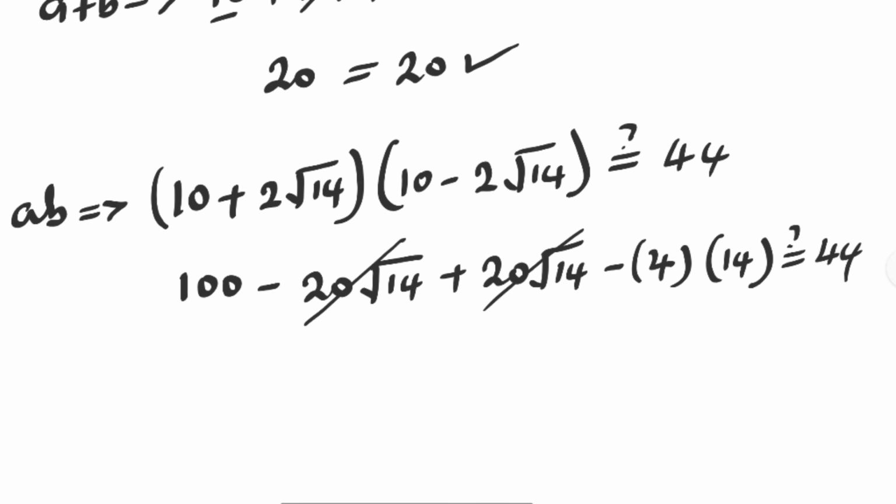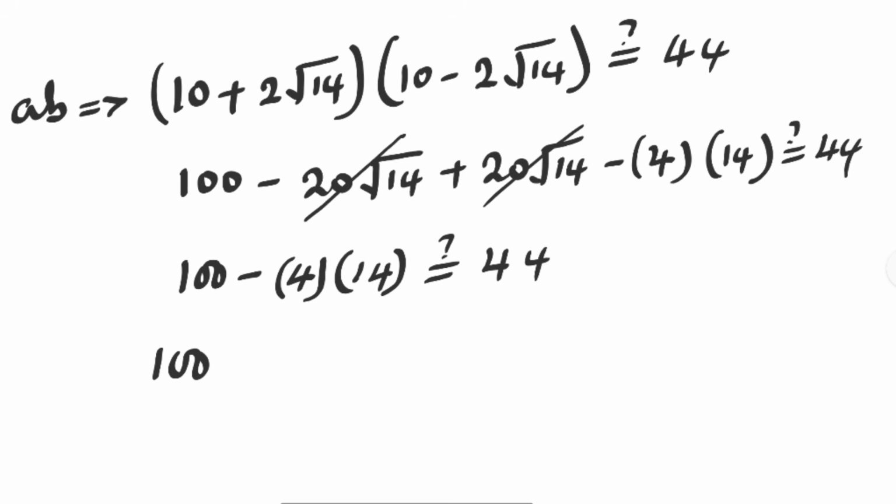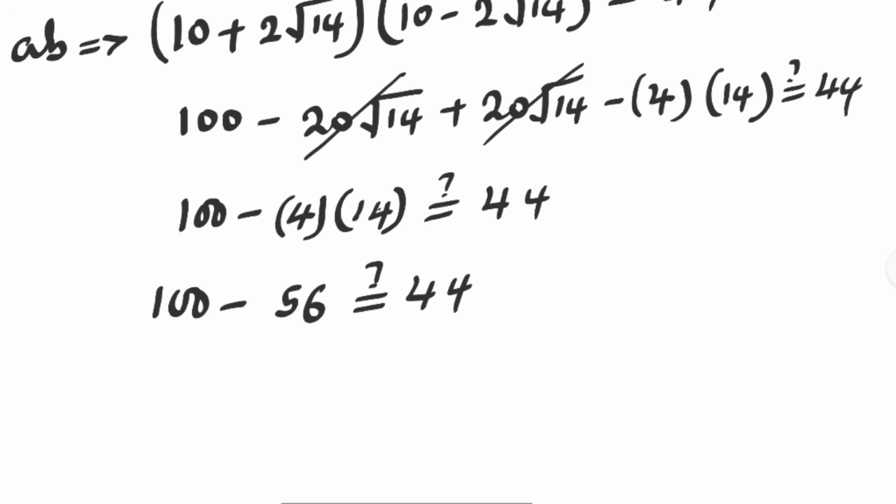This cancels this. We have 100 minus 4 multiplied by 14 must be equal to 44. Let's see, this is 100 minus 4 times 4, that is 16, remain 1. 4 times 1, 4 plus 1, that is 5, which is 56, must be equal to 44. 100 minus 56, this is 44, is equal to 44, which is true.